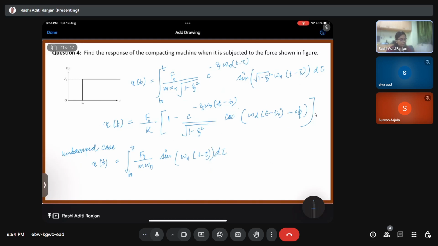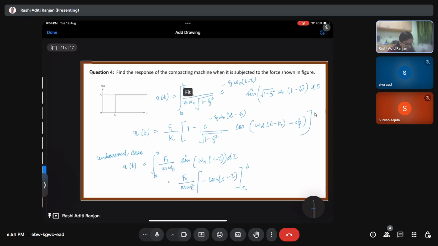So we are going to get F naught by m omega n, minus of cos, here it will be omega n squared cos omega n (t minus tau), and the limit of integration will be from t naught to t.